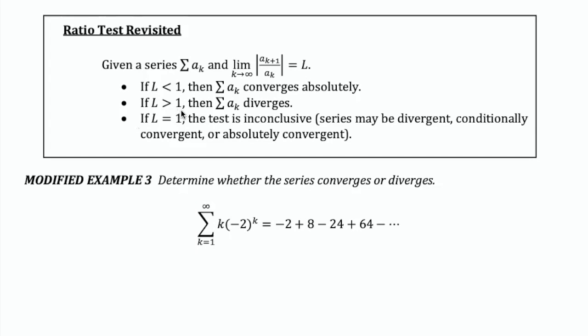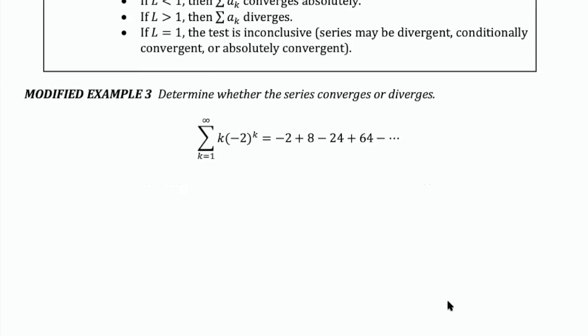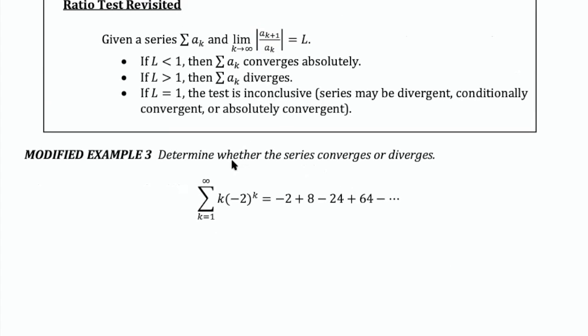If L is bigger than 1, then your original series diverges. And if L equals 1, the test is inconclusive. And that means it might diverge, it might be conditionally convergent, or it might be absolutely convergent. So let's try this out. I modified example 3 slightly from what was in your book to show this idea in a nice basic way. I'm going to determine whether this series converges or diverges.